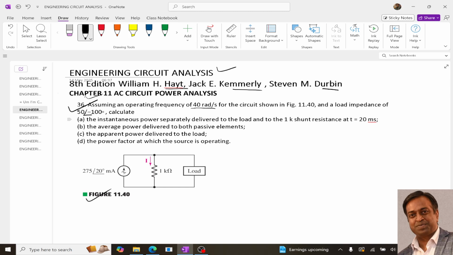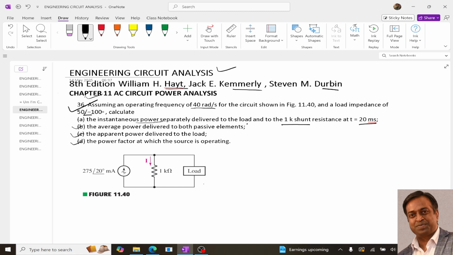We need to calculate the instantaneous power separately delivered to the load and the 1 kilo ohm shunt resistance at t equals 20 milliseconds. Then we need to determine the average power delivered to both the passive elements, then the apparent power delivered to the load and the power factor at each source. First of all, to solve this question we need to know the current, and to determine the current we need to solve this circuit.